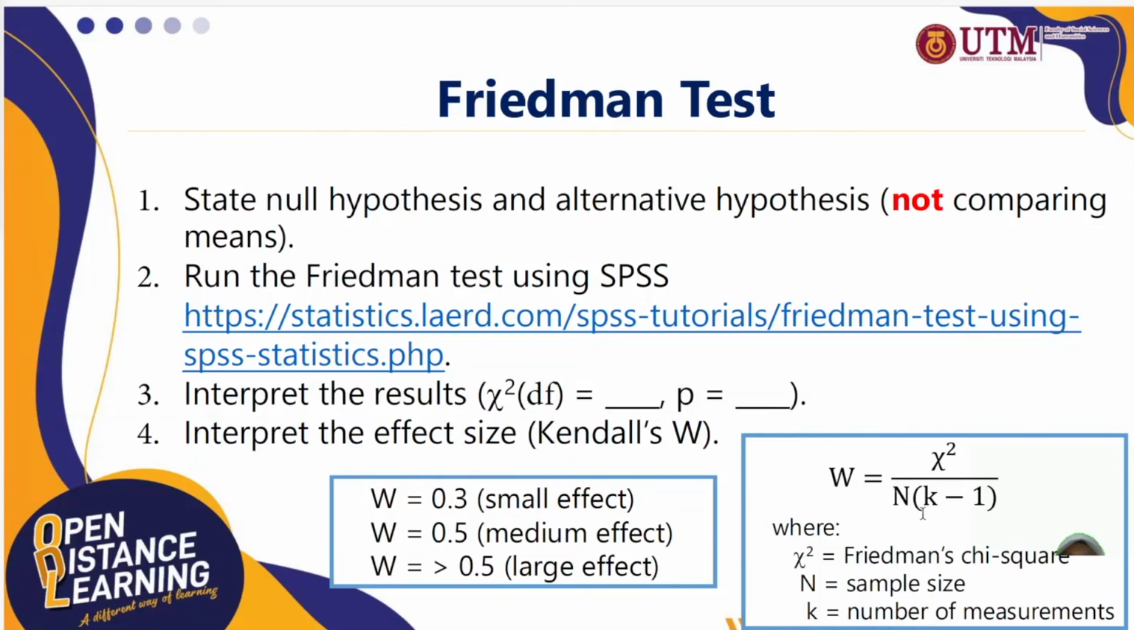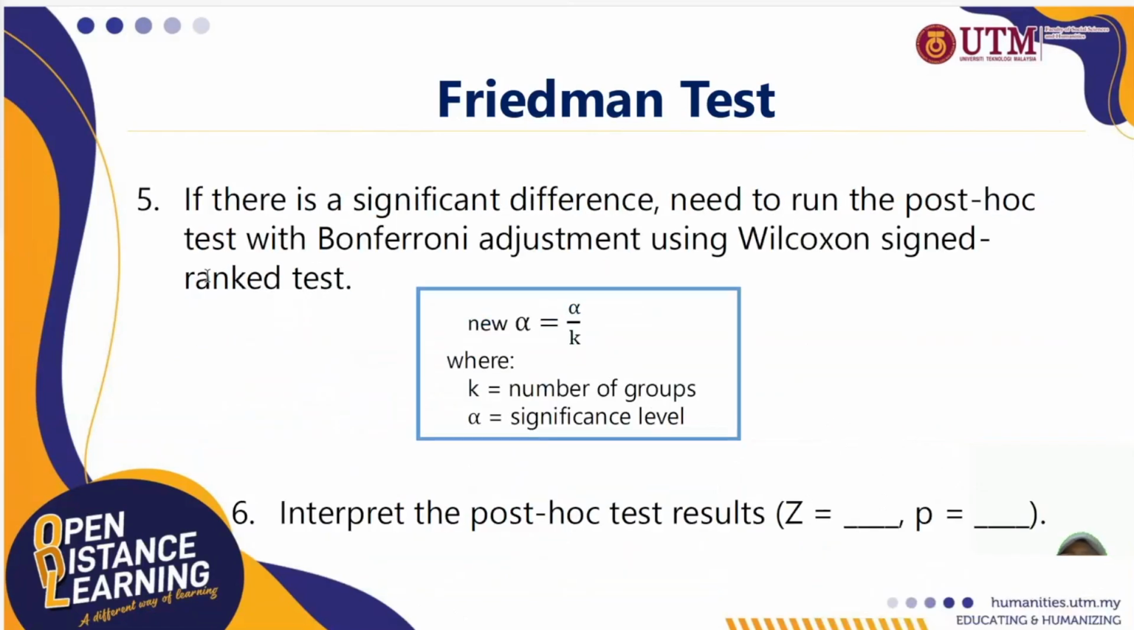And this is the calculation, and this is the indicator. Compare the result with the indicator. So if there is a significant difference, we need to run the post hoc test with Bonferroni adjustment, using the Wilcoxon signed rank test. And then interpret the post hoc test results.